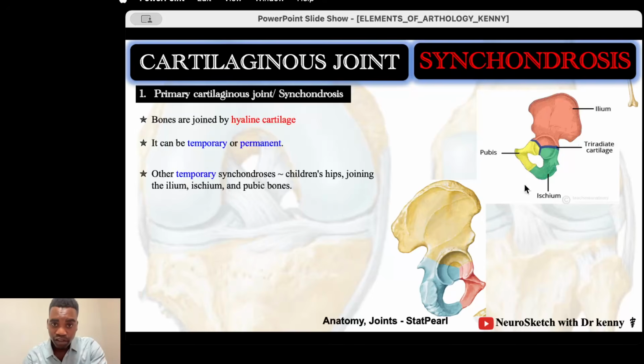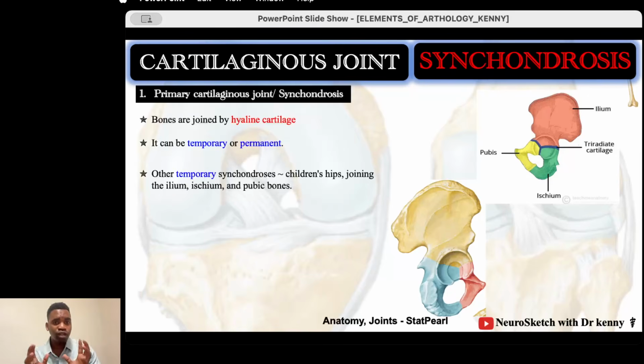bone. The pelvic bone is made up of 3 different bones. So we have the ilium, ischium, and pubis, and they meet together in the acetabulum, and they are connected by a hyaline cartilage, which is known as the triradiate cartilage. Later in life, this cartilage will be replaced by bone, so that there is no intervening material between these bones, and so there is no joint anymore.